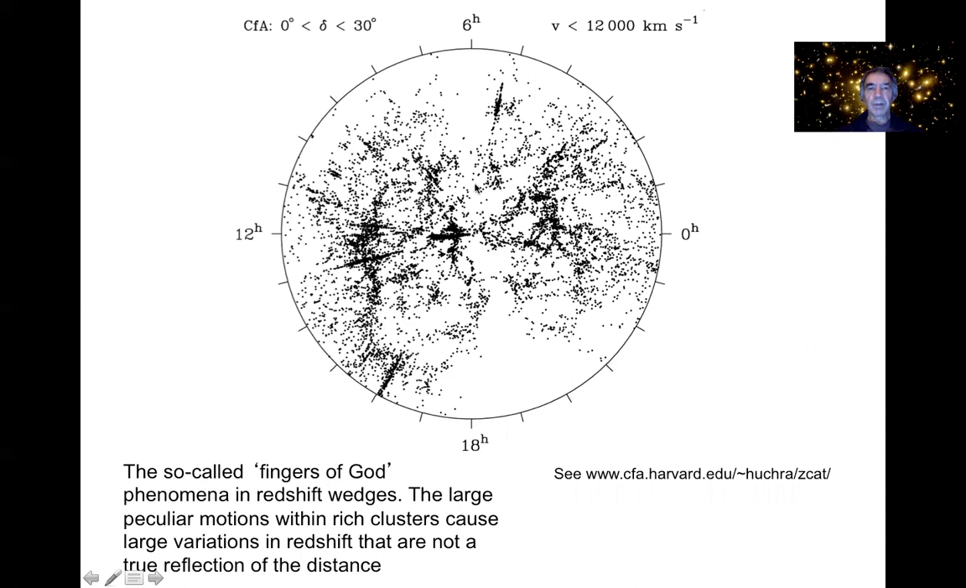So you can see these sort of a bit like spokes on a wheel. And these are due to the fact that all the little dots here, these are individual galaxies, all with their individual recessional velocities measured. But you can see that if you've got a concentration of galaxies in a cluster, suddenly that causes the cluster galaxies to all spread out in a radial spoke pointing back towards us. Now this is not real.